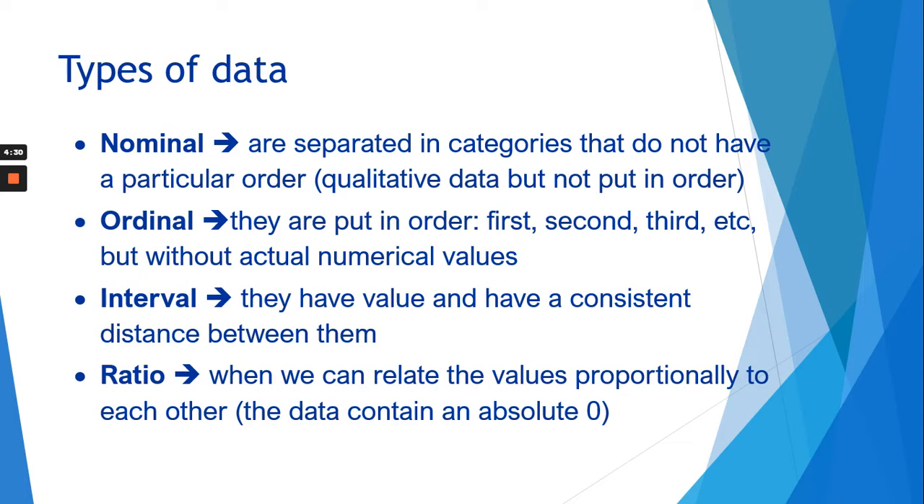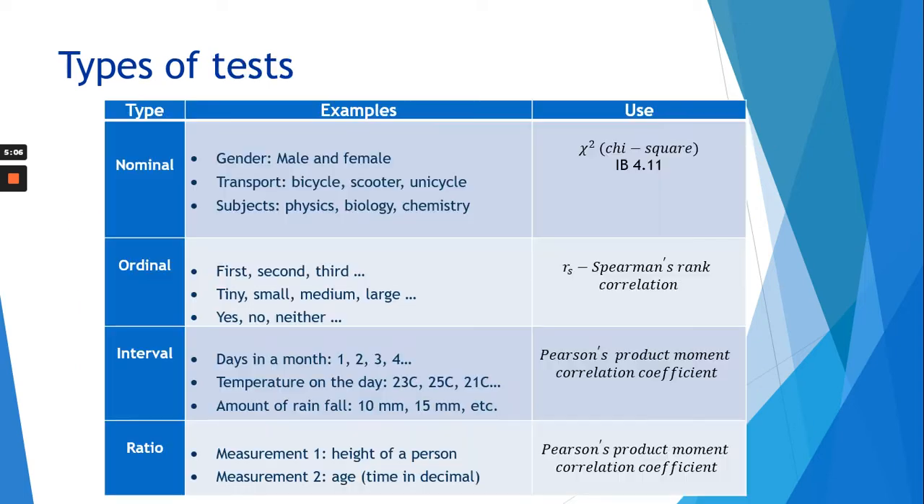The interval data has to do with the consistent distance between values. Most of the time we use time. So for example, every day or every month, what happens to the temperature as the month progresses. So month 1, month 2, month 3, and things like that. The ratio, we can relate the values proportionally to each other. So they're actually numbers, and they will have a ratio of proportion, which makes any tests related to ratio more precise.